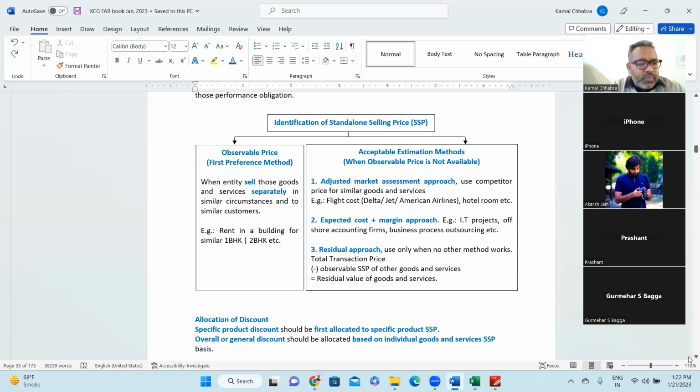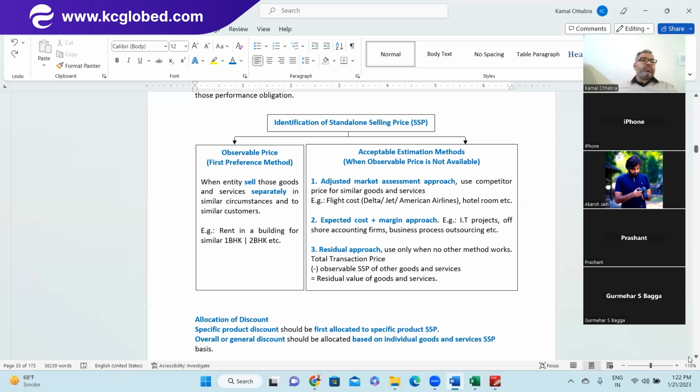Have you heard about this term, cost plus margin approach? Any idea what it is? If my cost is, let's say, 100 rupees, I will put 20% on that and quote 120 to the customer. Yes, that's very good.